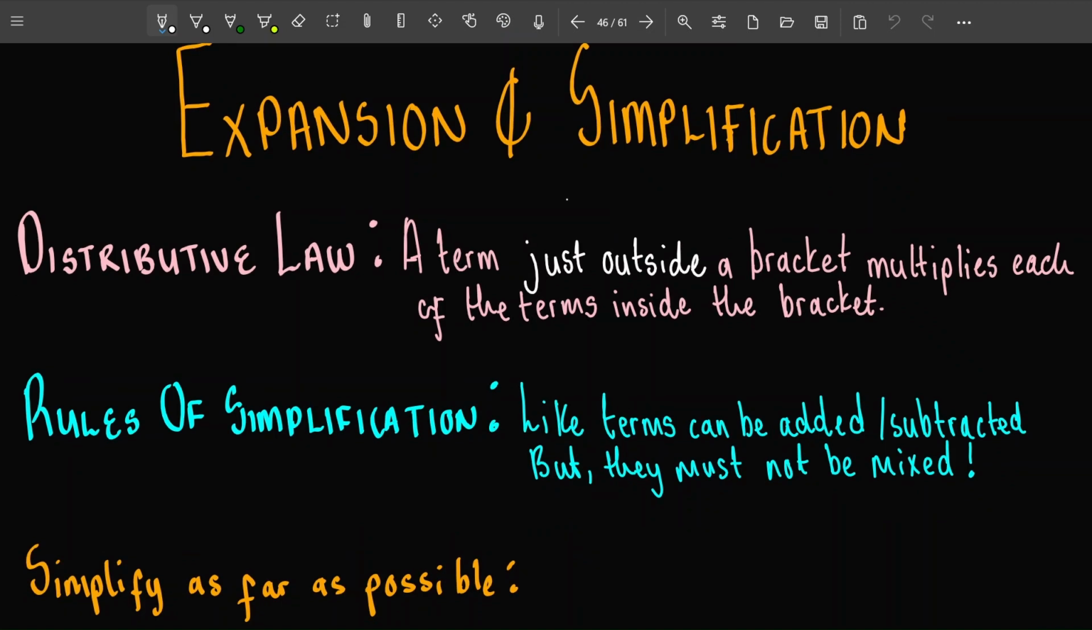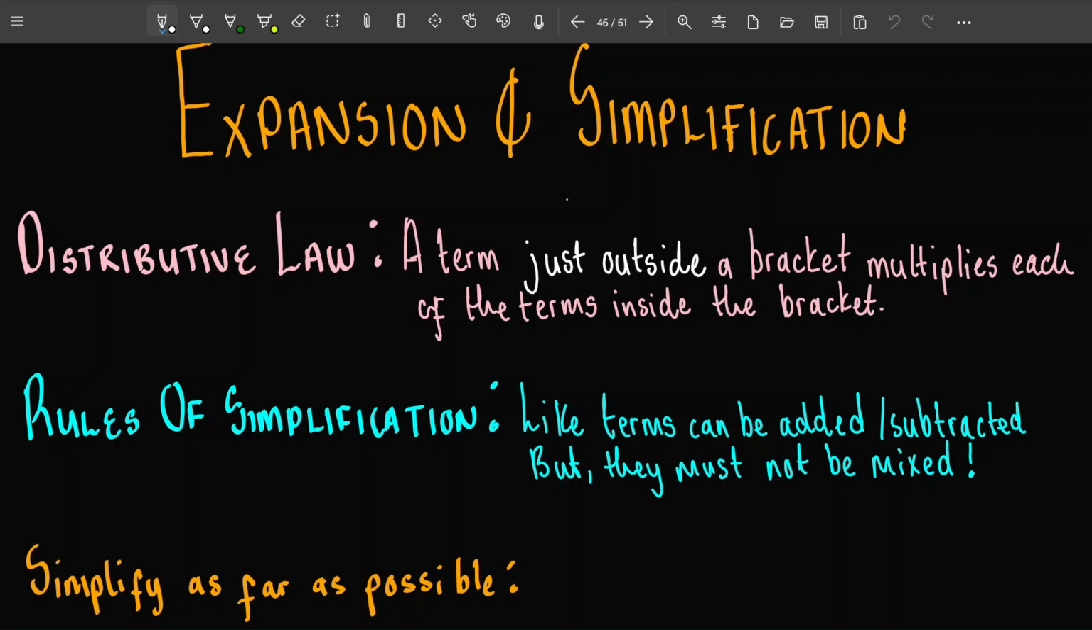Well, when we are expanding, we have to always remember the distributive law. What does the distributive law say? It is about distributing a number or something that is outside a bracket. And it says that a term that is just outside a bracket multiplies each of the terms inside the bracket. Okay? A term that is just outside will multiply each of the terms inside the bracket. Make sure you remember it said one that is just outside.